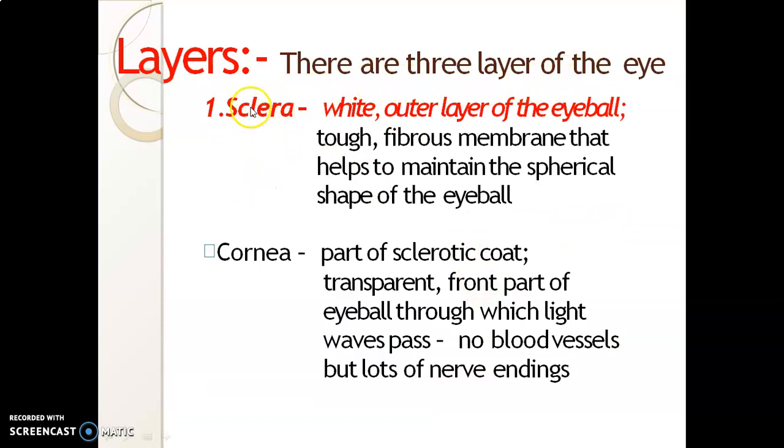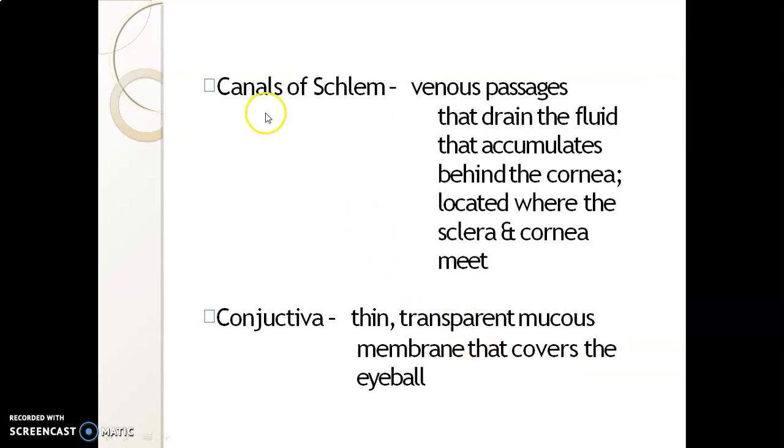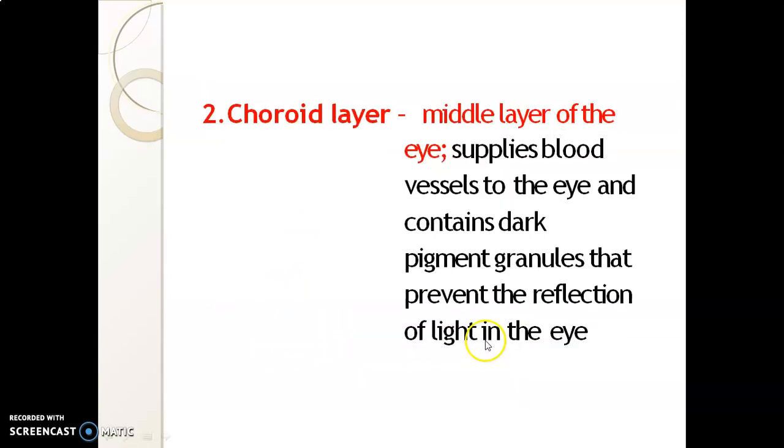The sclera is the white covering of our eye. It is the outer layer of the eye, a tough fibrous membrane that helps to maintain the spherical shape of the eye. Cornea, part of the sclerotic coat, is transparent, at the front of the eyeball, through which light waves pass. No blood vessels, but lots of nerve endings are there. Canal of Schlemm. Conjunctiva, a thin transparent mucous membrane that covers the eyeball.